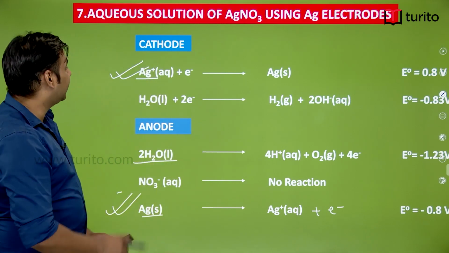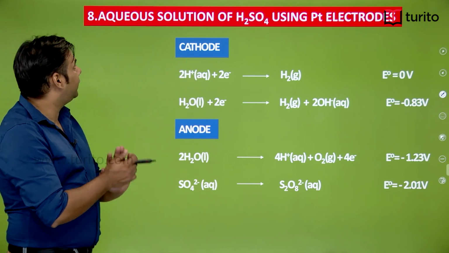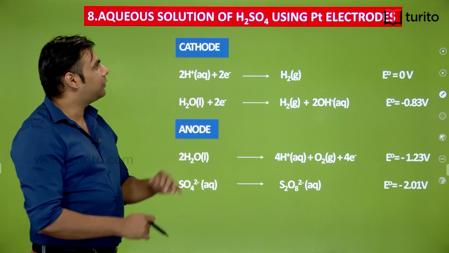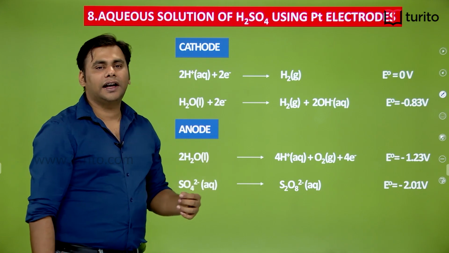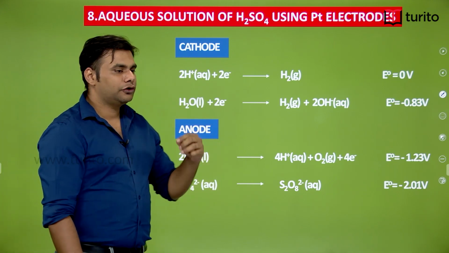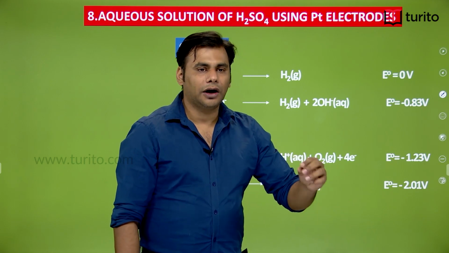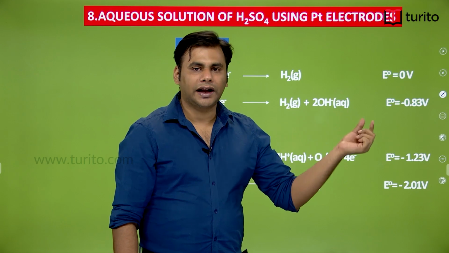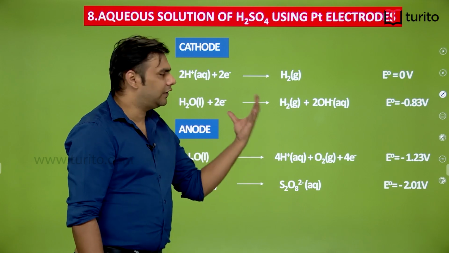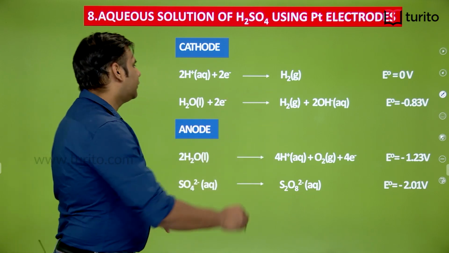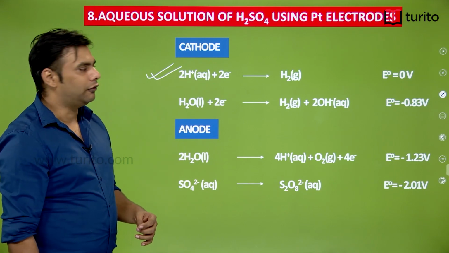I hope you are taking a snapshot of this as well. Now let us look at another important electrolysis, that is aqueous solution of H2SO4. We are taking a dilute acid, dilute H2SO4. So when we add acid into water, the acid will furnish H+ ion. Now H+ ion can get reduced at the cathode, and because there is a lot of water, water can also get reduced. Reduction potential of H+ is 0, whereas the reduction potential of water is negative. So preferentially H+ would get reduced and hydrogen gas would be evolved.